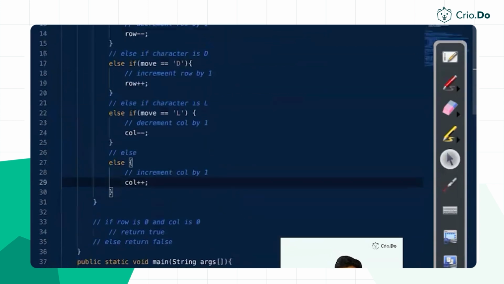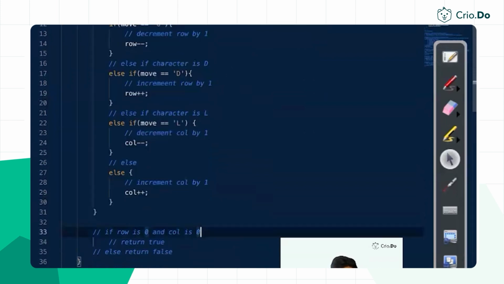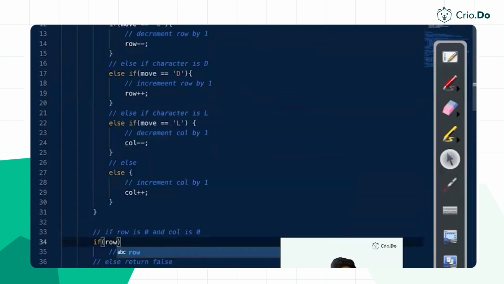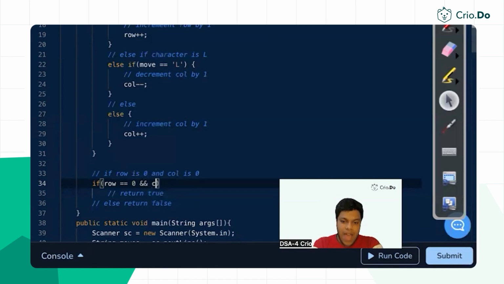And after the entire loop is done, we know where the target cell is. So we will check whether where we have reached is the origin, because we want to check whether we reach back to origin or not. So is row equals to 0? Not only single equals to, but double equals to for comparison. And the ampersand operator, that is logical and operator, as well as column should be 0. If both are 0, then only we are in the origin.